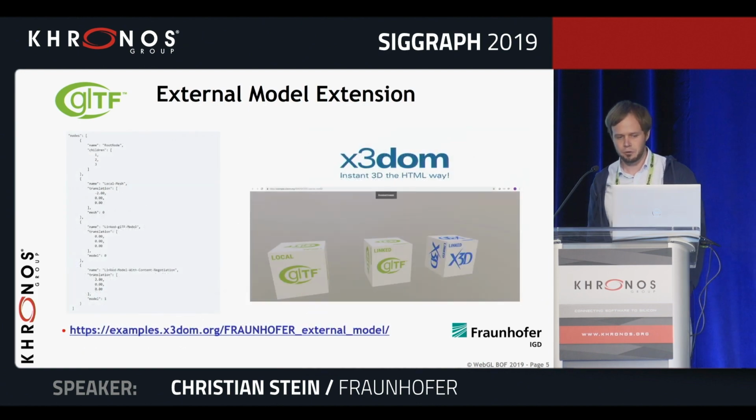And we have already implemented the extension inside X3DOM. This example shows how, with a small node structure, you can easily instantiate a local mesh, a linked glTF, or even a linked model in a different data format, in this case an X3D.